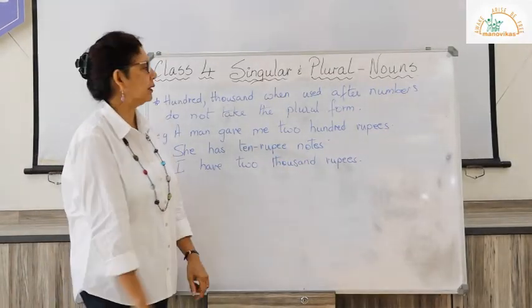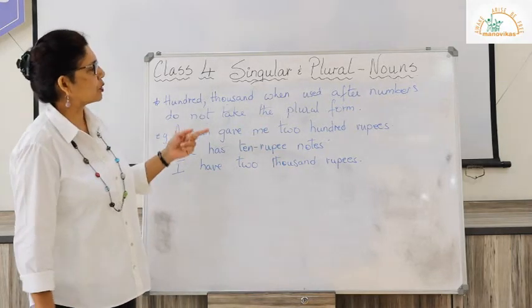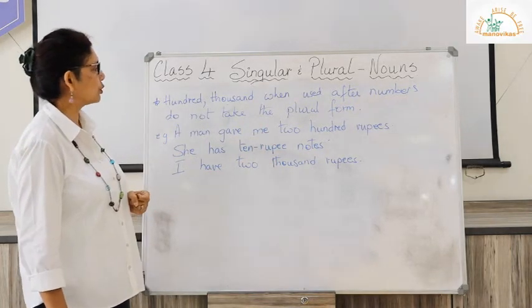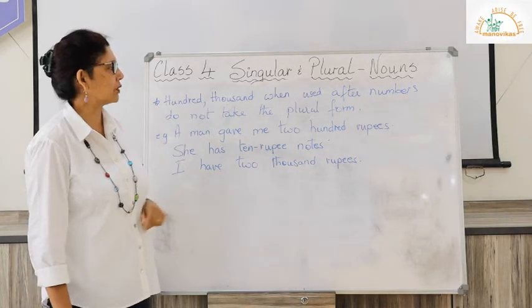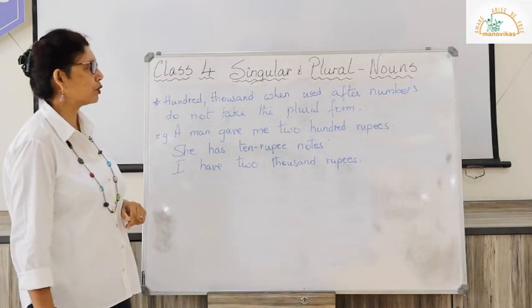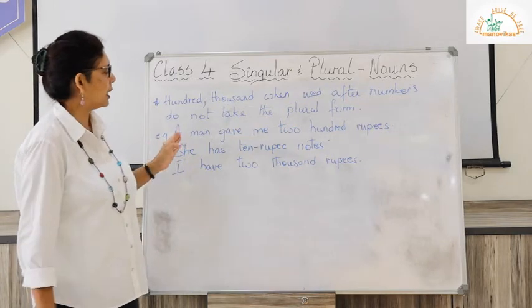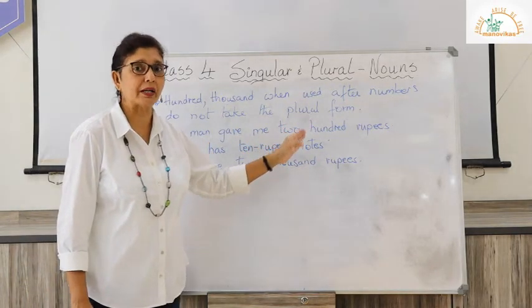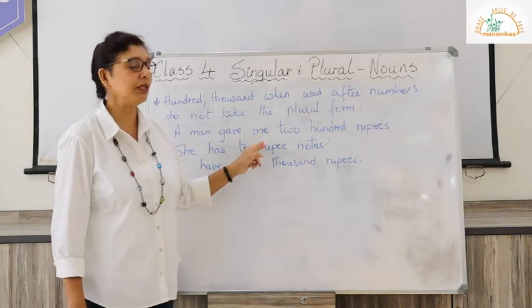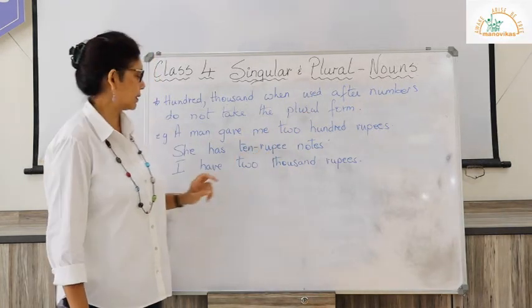It's a very small part. Nouns like hundred and thousand, when used after numbers, do not take the plural form. Example: a man gave me 200 rupees. You don't say a man gave me 200 rupees with a plural form of hundred, you say a man gave me two hundred rupees.